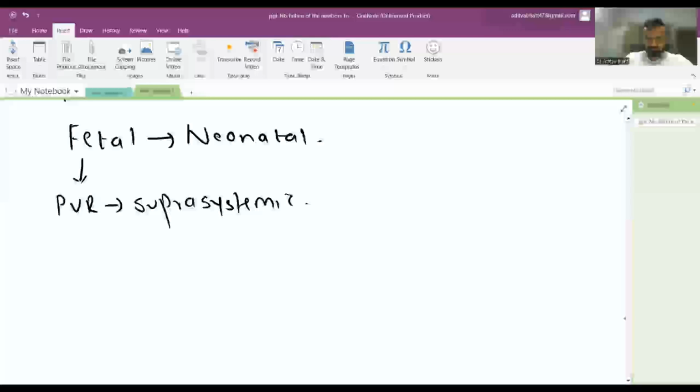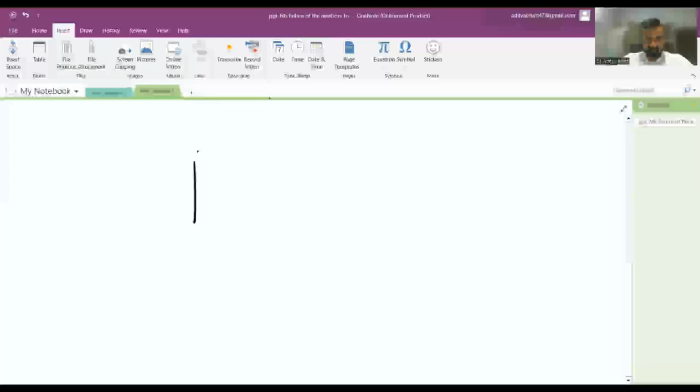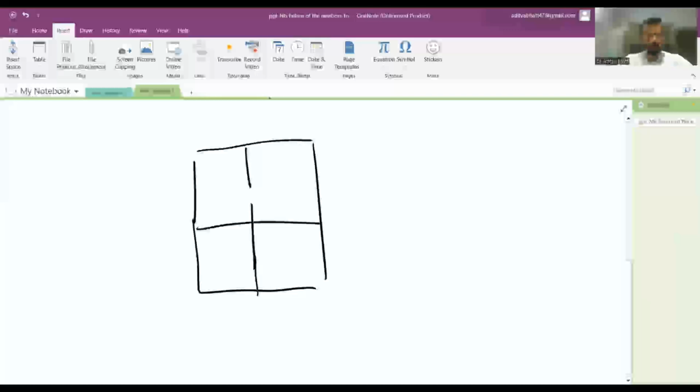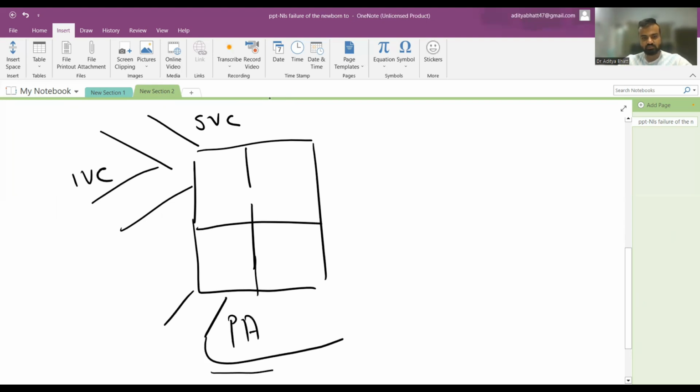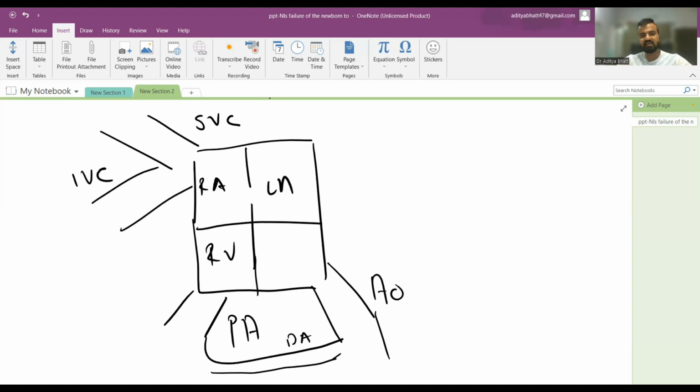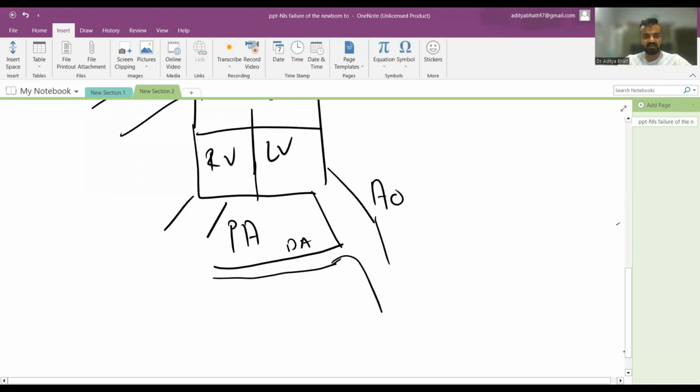Now, what does this mean? Imagine this is the heart. This is SVC, this is IVC, pulmonary artery. The pulmonary artery is connected to the aorta by the ductus. This is the ductus arteriosus, this is the aorta. Now this is the RA, this is the RV, this is LA, this is LV, and here this is the pulmonary vein. So I hope you understood the diagram.